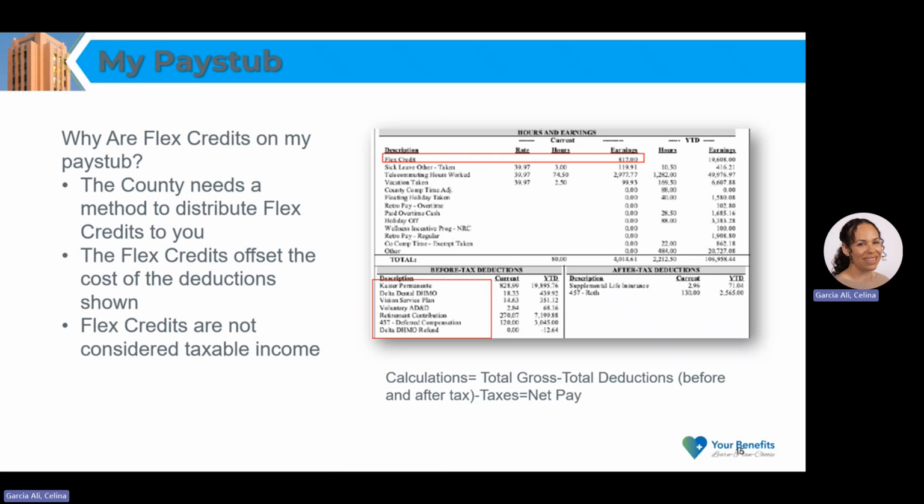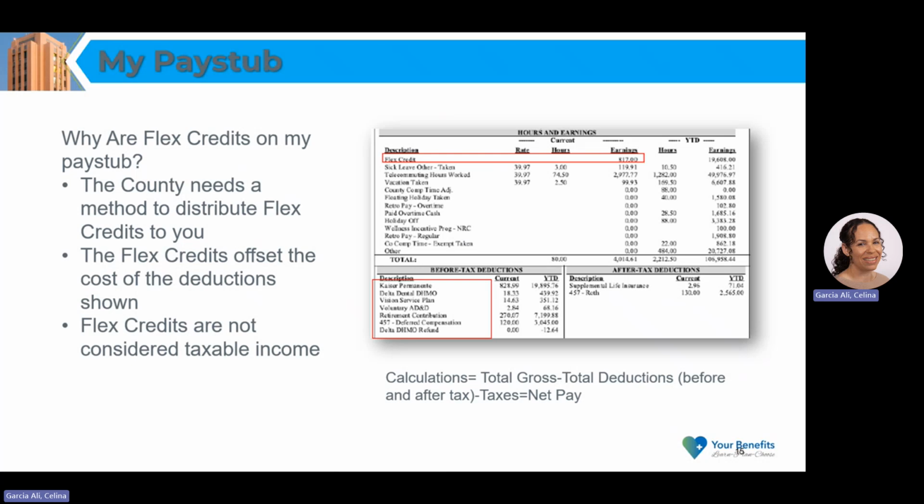These flex credits are not considered taxable income and they are not considered part of your salary offer. But again, the county does need a way to show that you have been given these flex credits to help pay for your benefits, so they do appear on your paycheck. Please remember that the flex credits offset the costs of the deductions shown in the before tax deductions and after tax deductions. Again, flex credits are not considered taxable income.